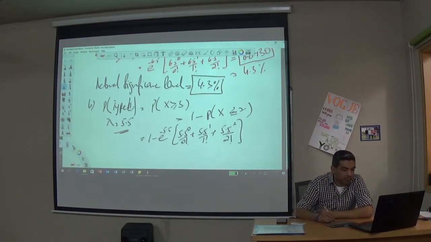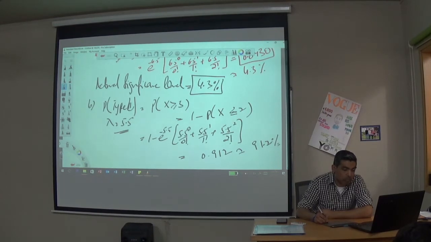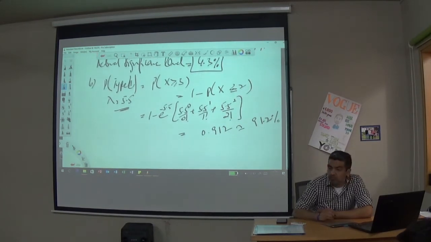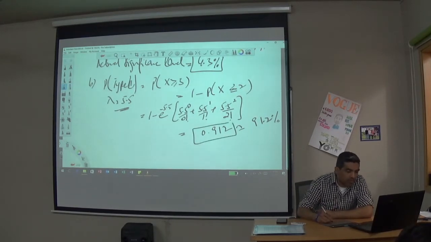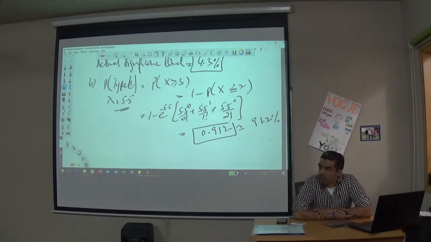You do the 1 minus... 0.9116. Okay, so this is approximately 91.2%. Very high probability of type 2. So the probability of type 2 is 0.912 basically. Don't give the probability as a percentage, I'm just writing it out like that, but give the probability in decimal form, 0.912.